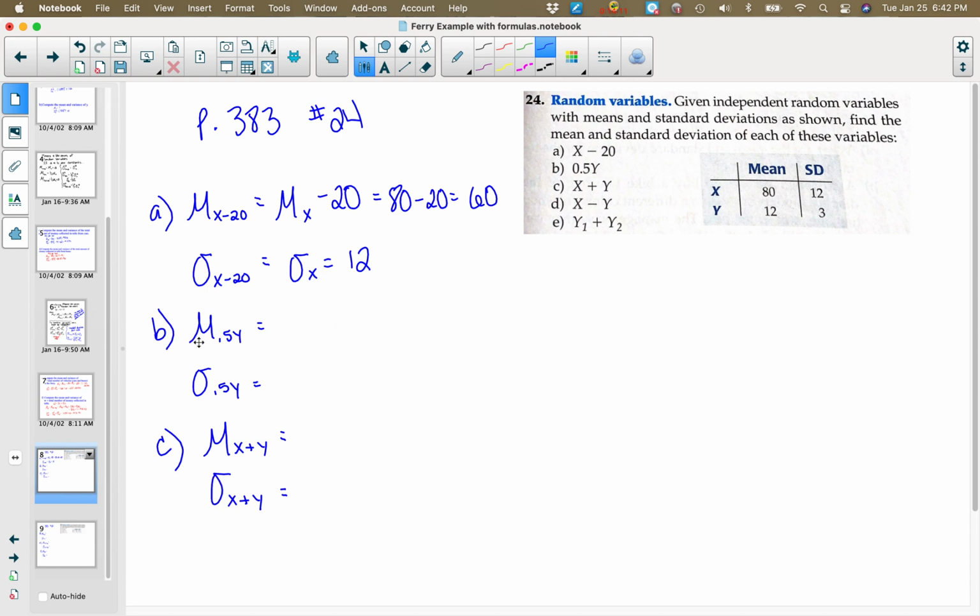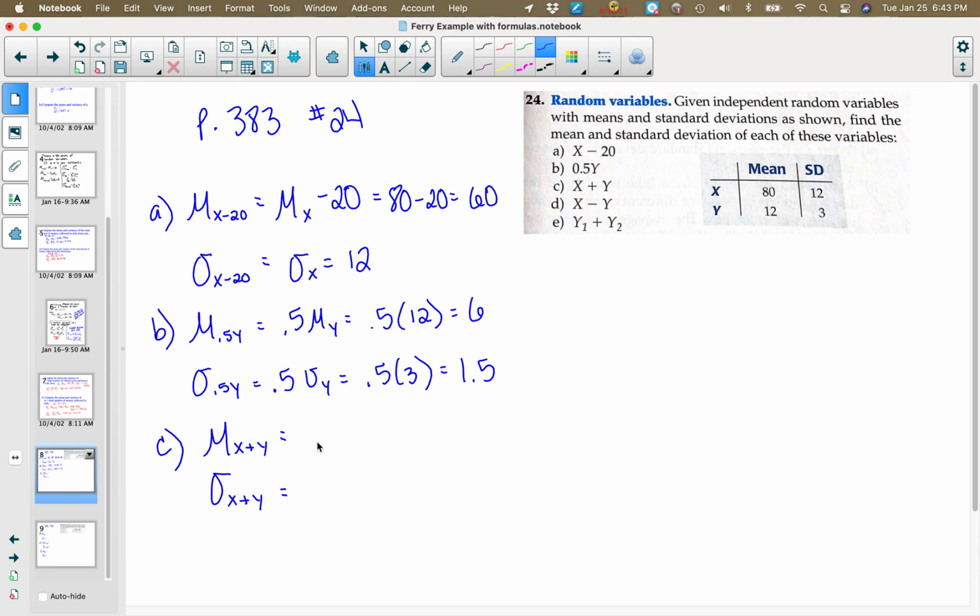Then on the next problem, we want mu sub 0.5y. So it's just 0.5 times mu sub y. So we get 0.5 times mu sub y, which is 12, the mean of y. So we get 6. And to get sigma for that, we're going to just take 0.5, because when you multiply, it does change the spread. And you should have seen that on the videos that you guys watched. So 0.5 times sigma sub y. So we get 0.5 times 3, which is 1.5.